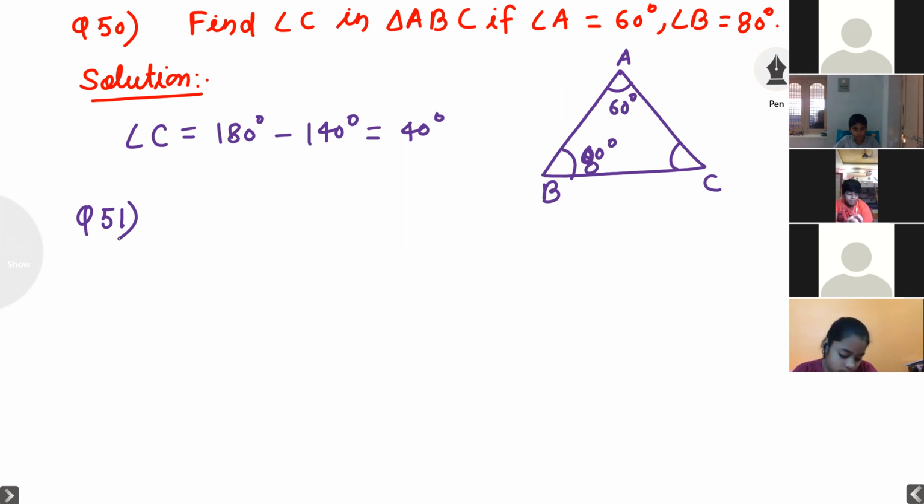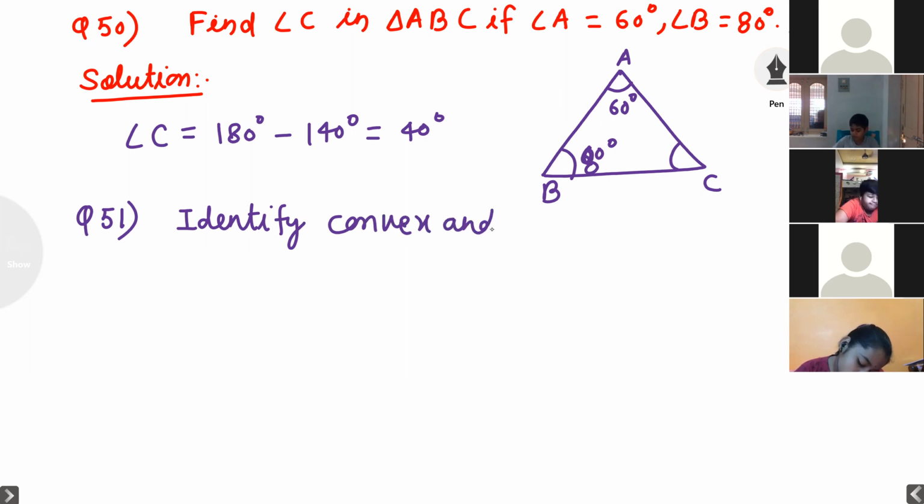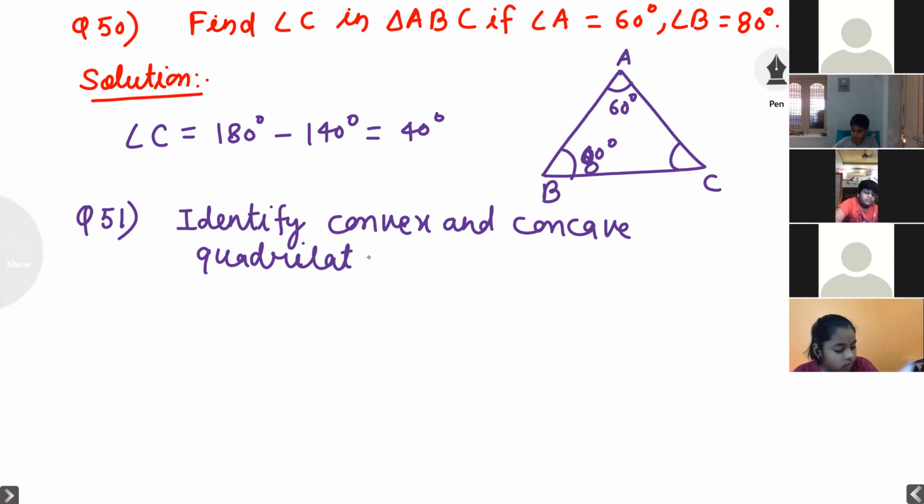Identify convex and concave quadrilaterals. Identify convex and concave quadrilateral.